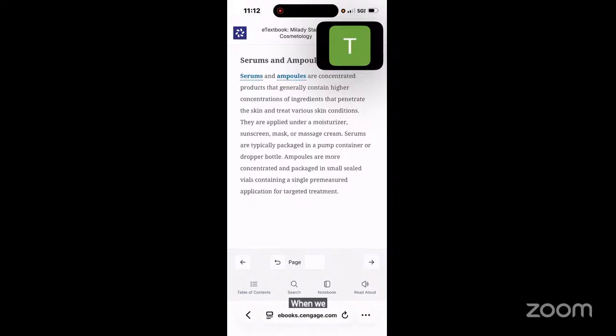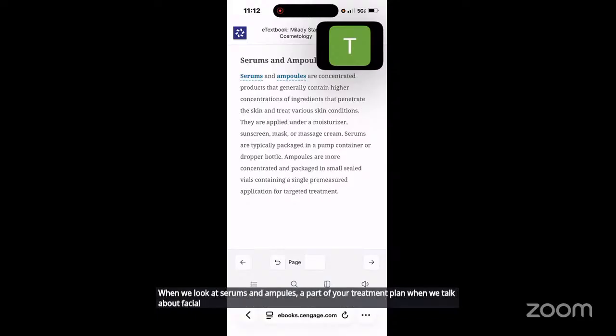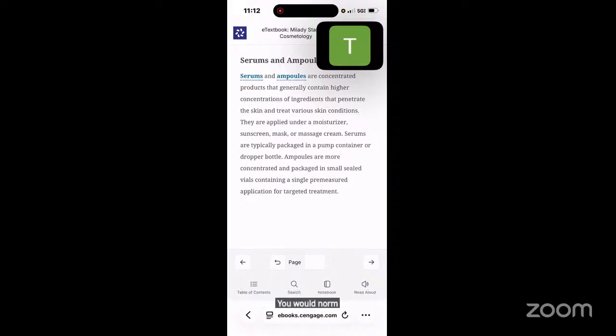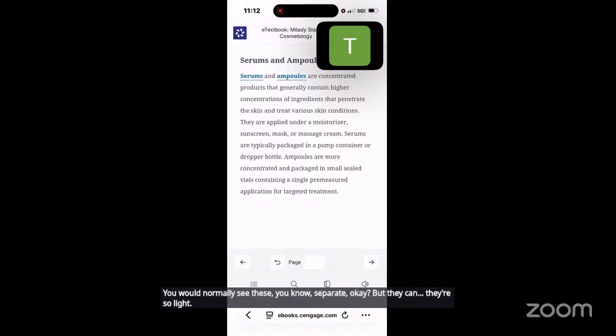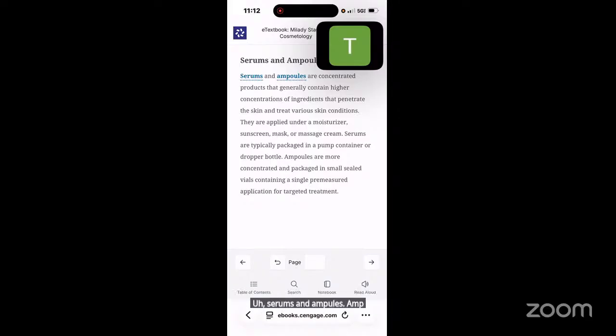When we look at serums and ampules, a part of your treatment plan when we talk about facials, when we come down to the last three products that we put on the face, it is normally serums, moisturizers, and then sunscreens. As I have said before in the beginning of today's class, you would normally see these separate, okay? But they're so light, they can be used together to make like one 3-in-1 power punch, especially if you're minimized for time. But serums are for treatment areas as well. Serums and ampules. Ampules are little things you crack open and use on the skin.